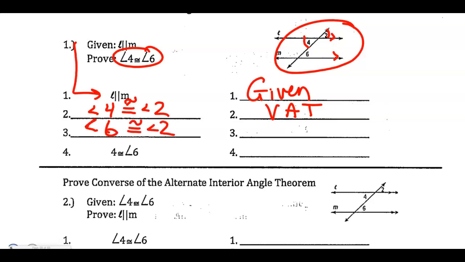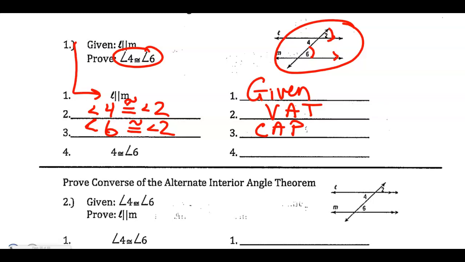I also know 6 is the same as 2. You have to look at the picture and ask, well, what do I know? Obviously angle 2 is on here for a reason, right? 4 is the same as 2, and 6 is the same as 2. I have to look at what kind of angles they are. Corresponding. And I told you, you could write corresponding angle postulate, but what did I say we can abbreviate that as? CAT. All right, perfect.